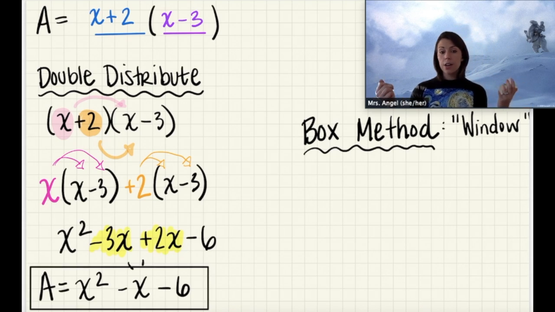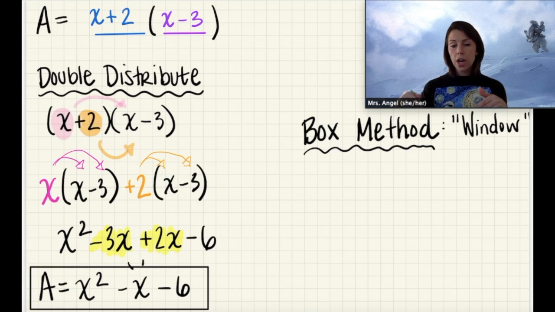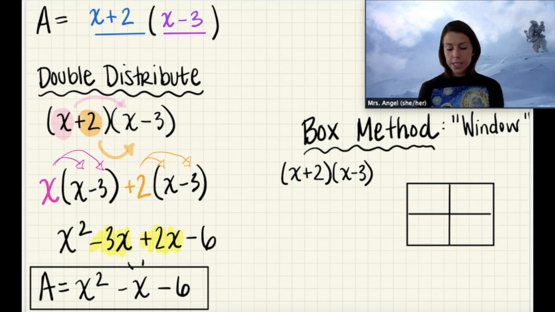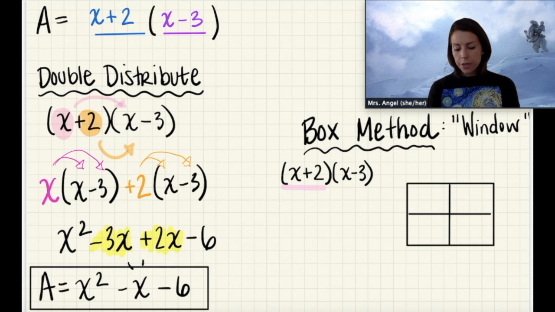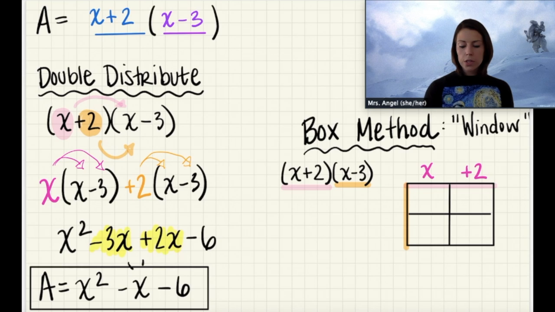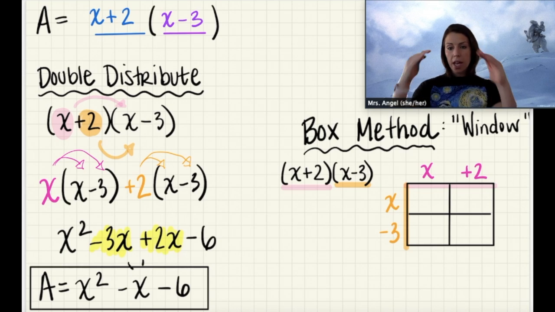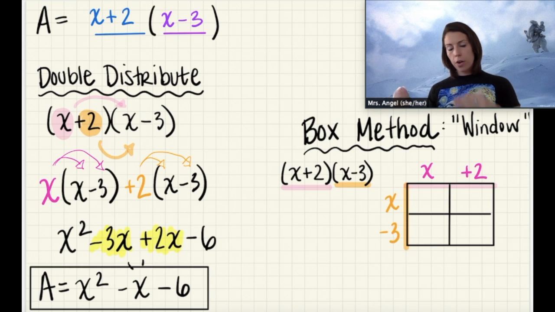Now we know what the area is from doing double distribute. Try doing the box method on your own, and then make sure that it's the same as what we just got. Great, let's see how you did. So we're going to start by taking the first binomial and placing it on the top of our window. Then we're going to take the second binomial and place it on the side of our window. So we have our length and we have our width.